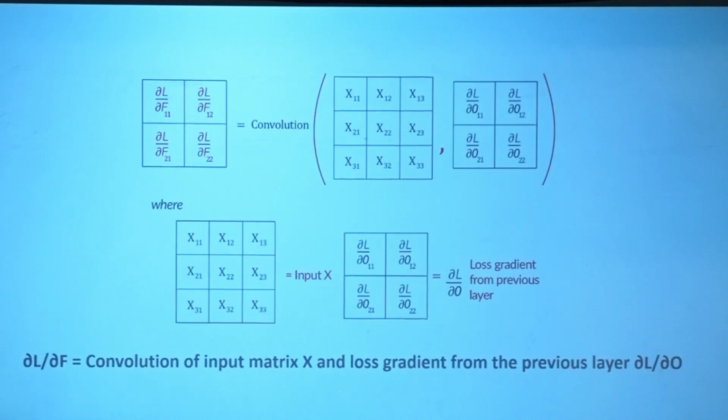So what I am concluding: the derivative of loss with respect to the filter is the convolution between the input matrix X and the loss gradient from the previous layer. Now it is easy for you.